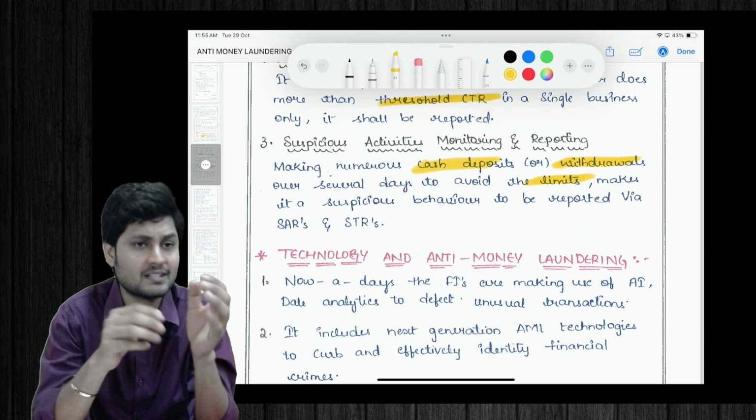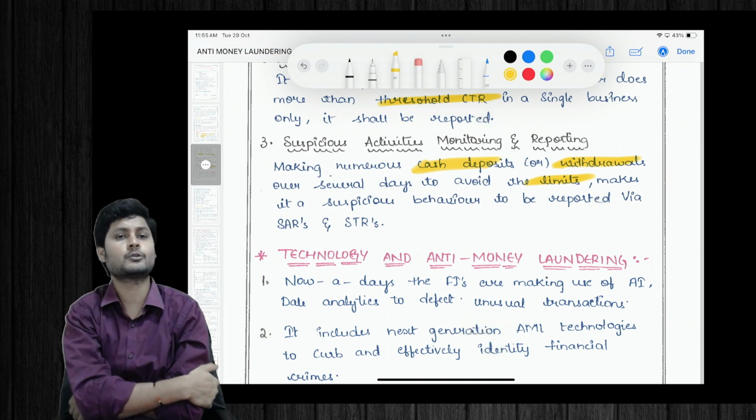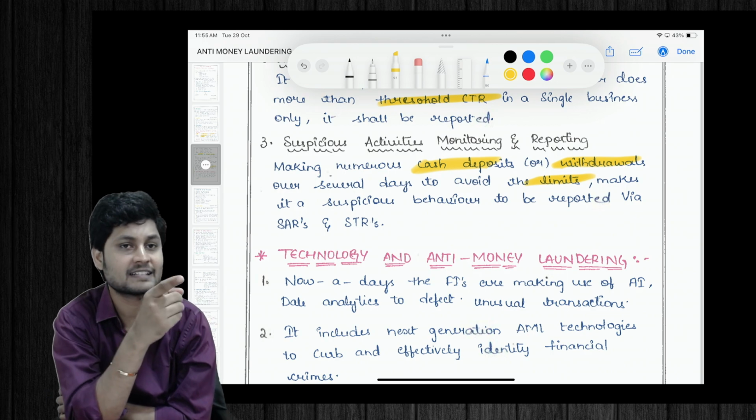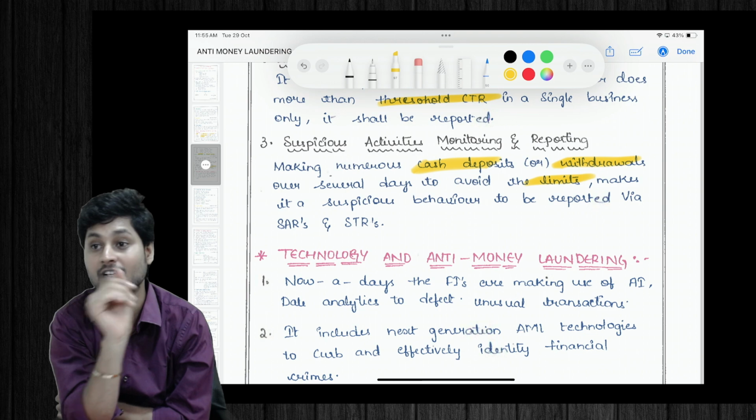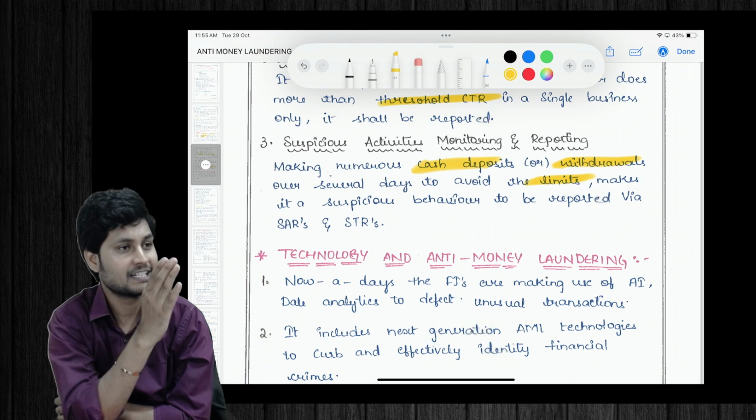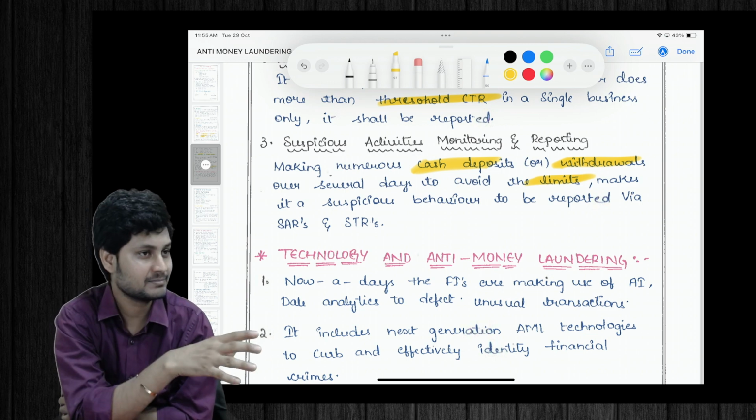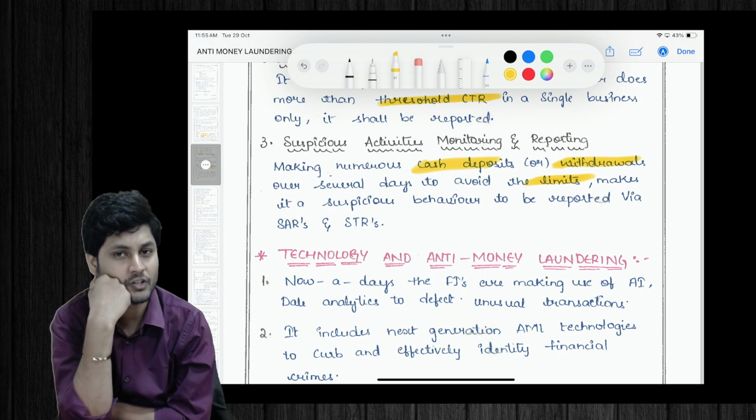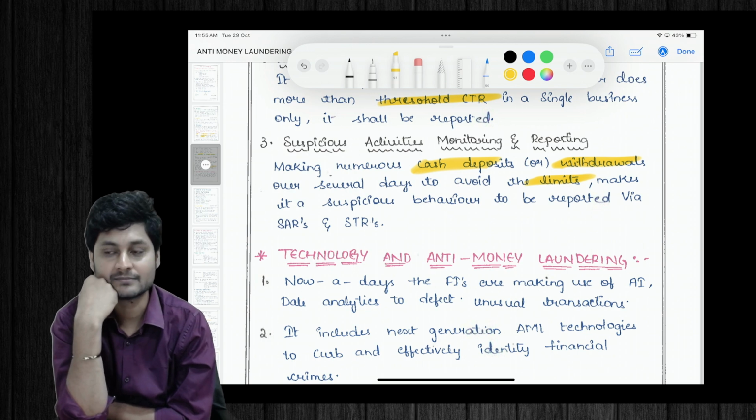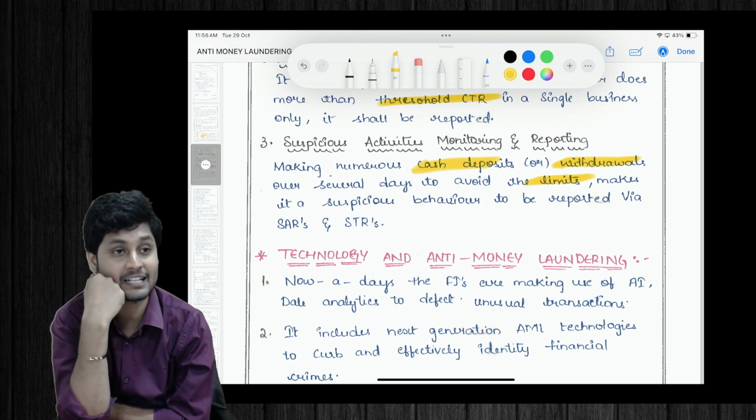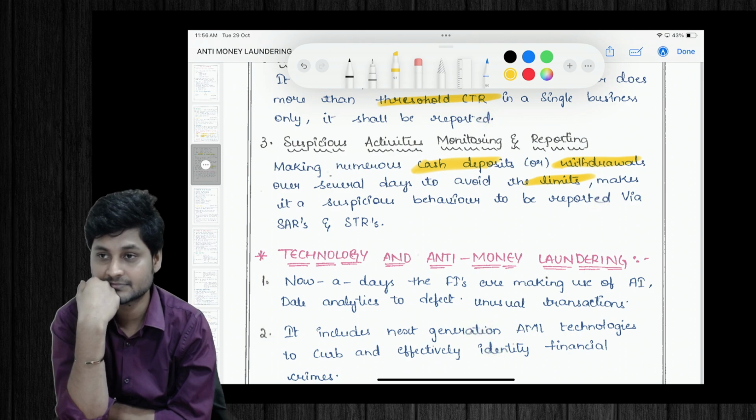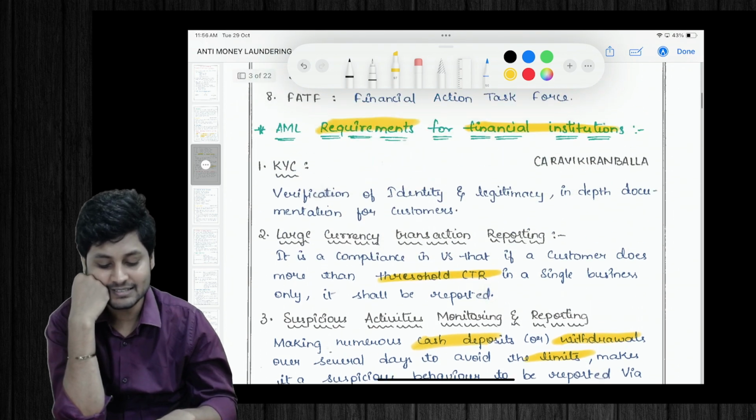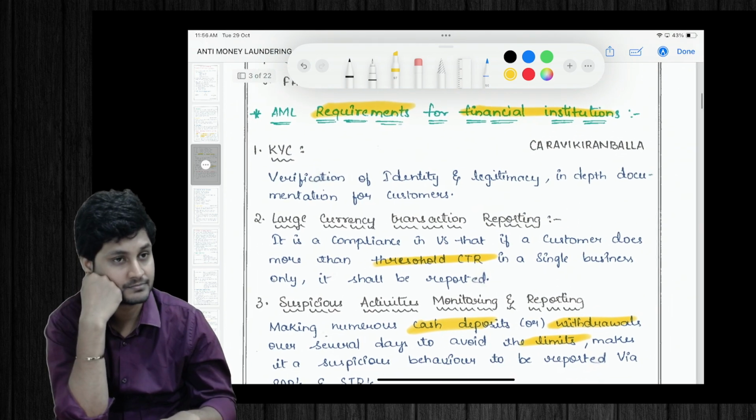Say for example, if you deposit 10 lakh rupees in your bank account at a time, you may get an income tax notice asking where you got this 10 lakhs. Instead of depositing 10 lakh rupees at a time, you deposit 1 lakh, 1 lakh, 1 lakh for a period of 10 days. What you are trying to do is escape from the income tax notices that are to be received. Right? So these are the suspicious activities monitoring and reporting. Please read this. Keep it as important also.